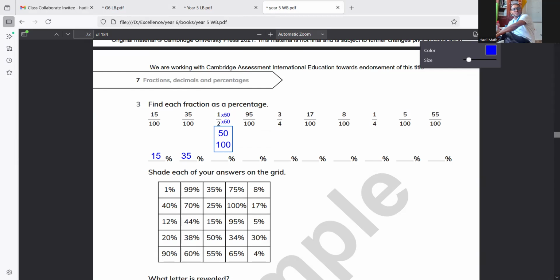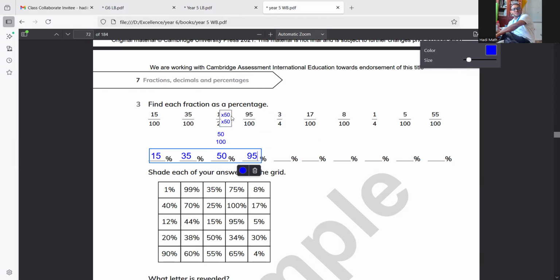This 50 over 100, if you would like to make it as a percentage, you just say it is equal to 50%. So you're going to keep working here and say this one is equal to 50%. The one after is already given, denominator is 100, so you write it immediately, 95%.